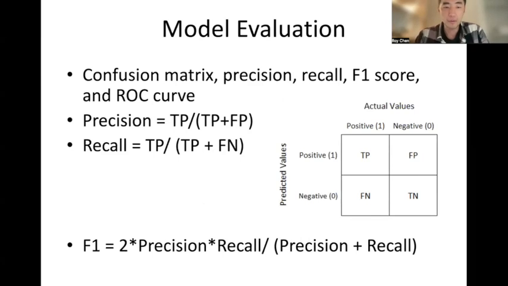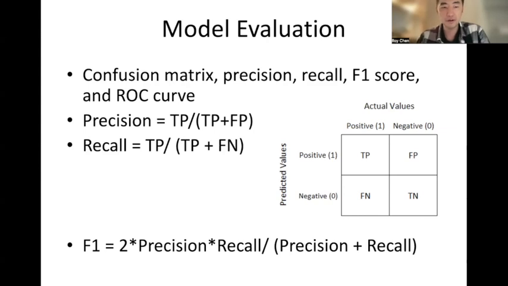Now that you have learned about logistic regression, what a sigmoid function is, and how we use gradient descent to update theta_j so that we can minimize the cost J(theta), I'll talk about model evaluation after we train the model. For a logistic regression model, there are some common ways we can evaluate the model. There are the confusion matrix, precision, recall, F1 score, and also the ROC curve.